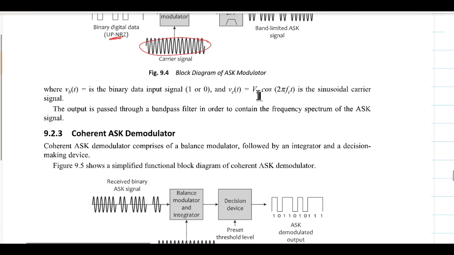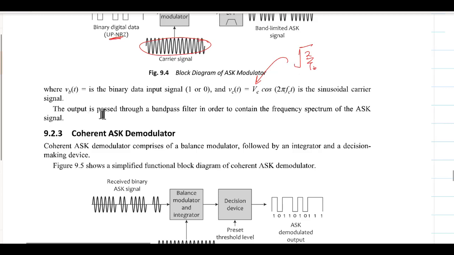VC is the one that we have defined. Sometimes we use different signals, but simply different notations. This VC is one that I have illustrated to be equivalent to root of 2 over TB, and this value is conveniently chosen. So you might find different texts using different values.